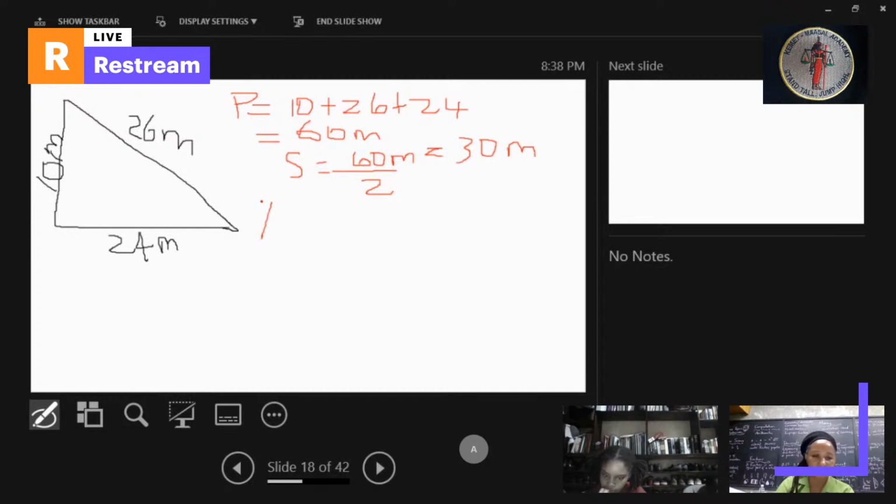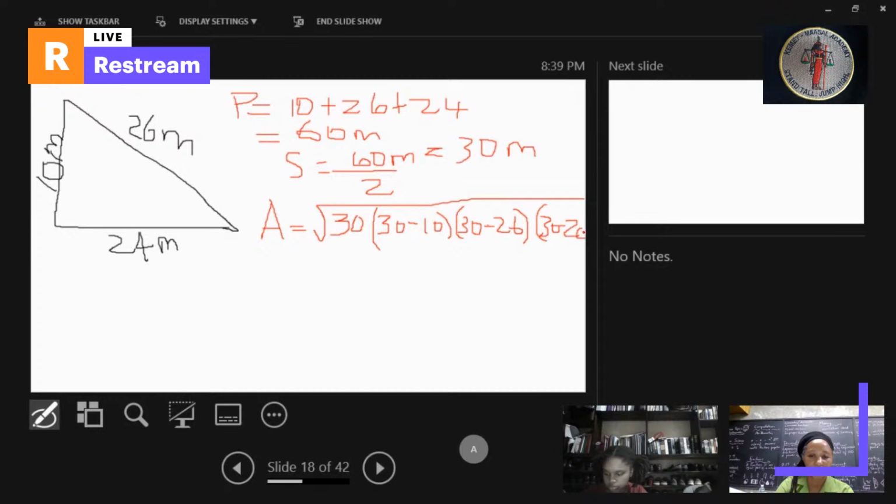So the area would be the square root of, tell me now, the semi-perimeter, which is 30, right? Yes, miss. So 30 times 30 minus a, 30 minus 10, times 30 minus b, tell me the figures, 26, 24, and then 30 minus 24.